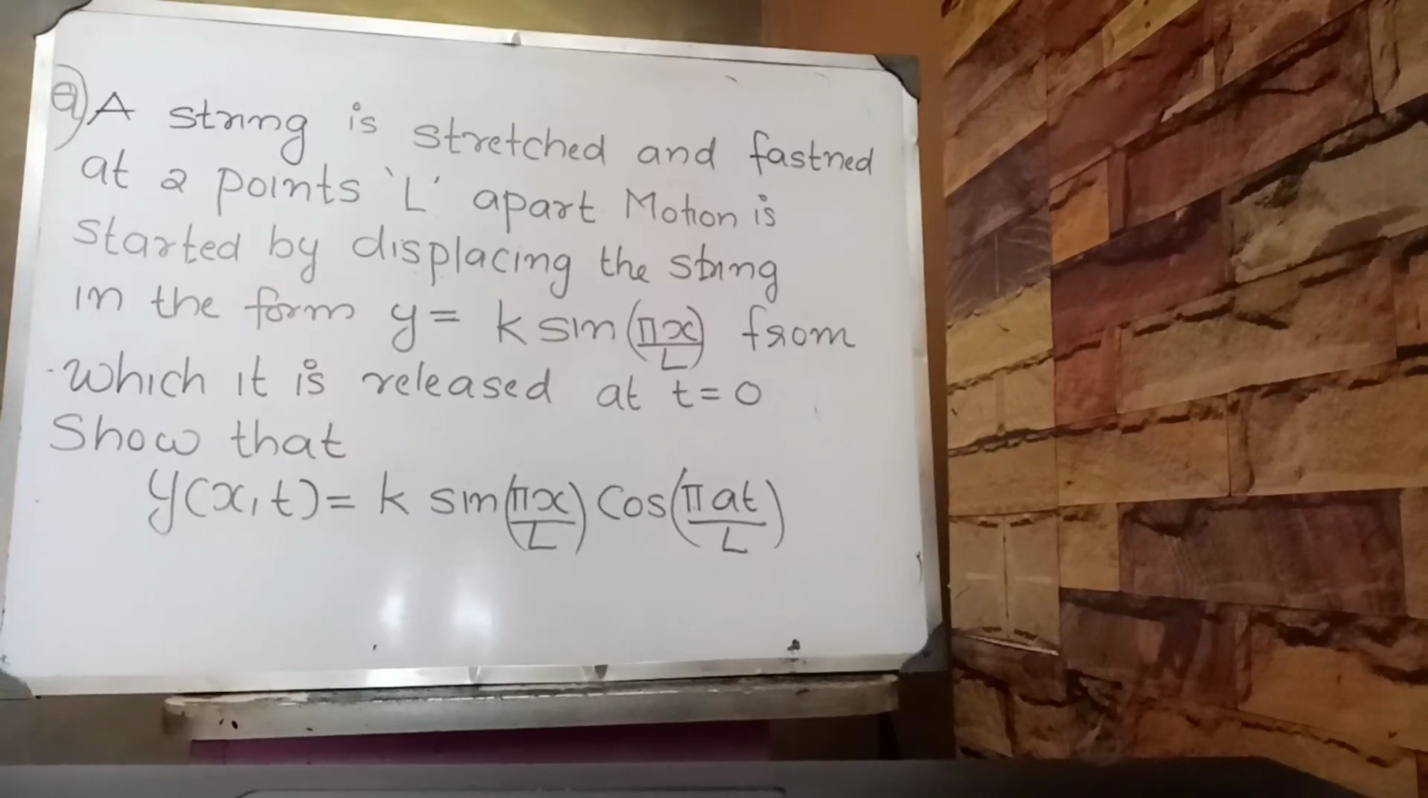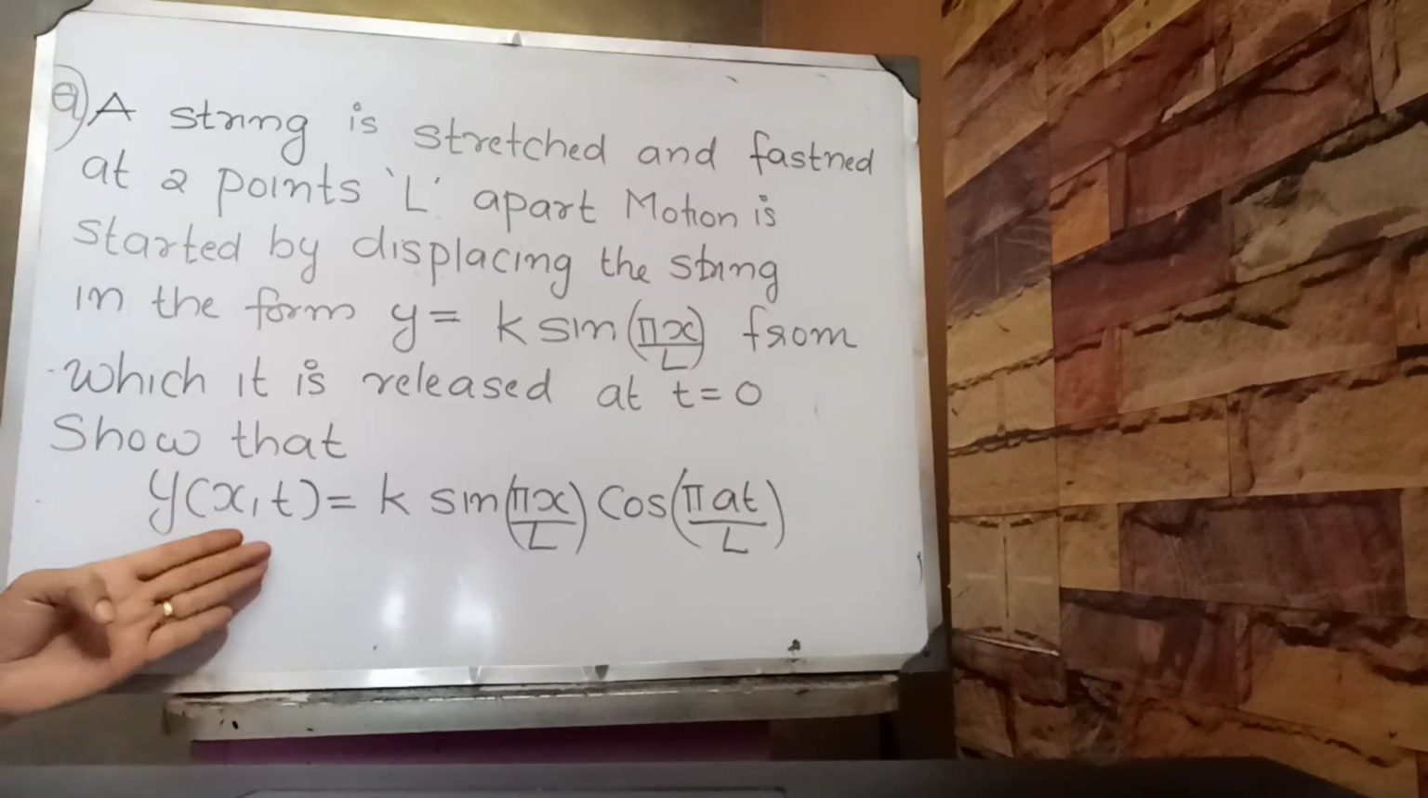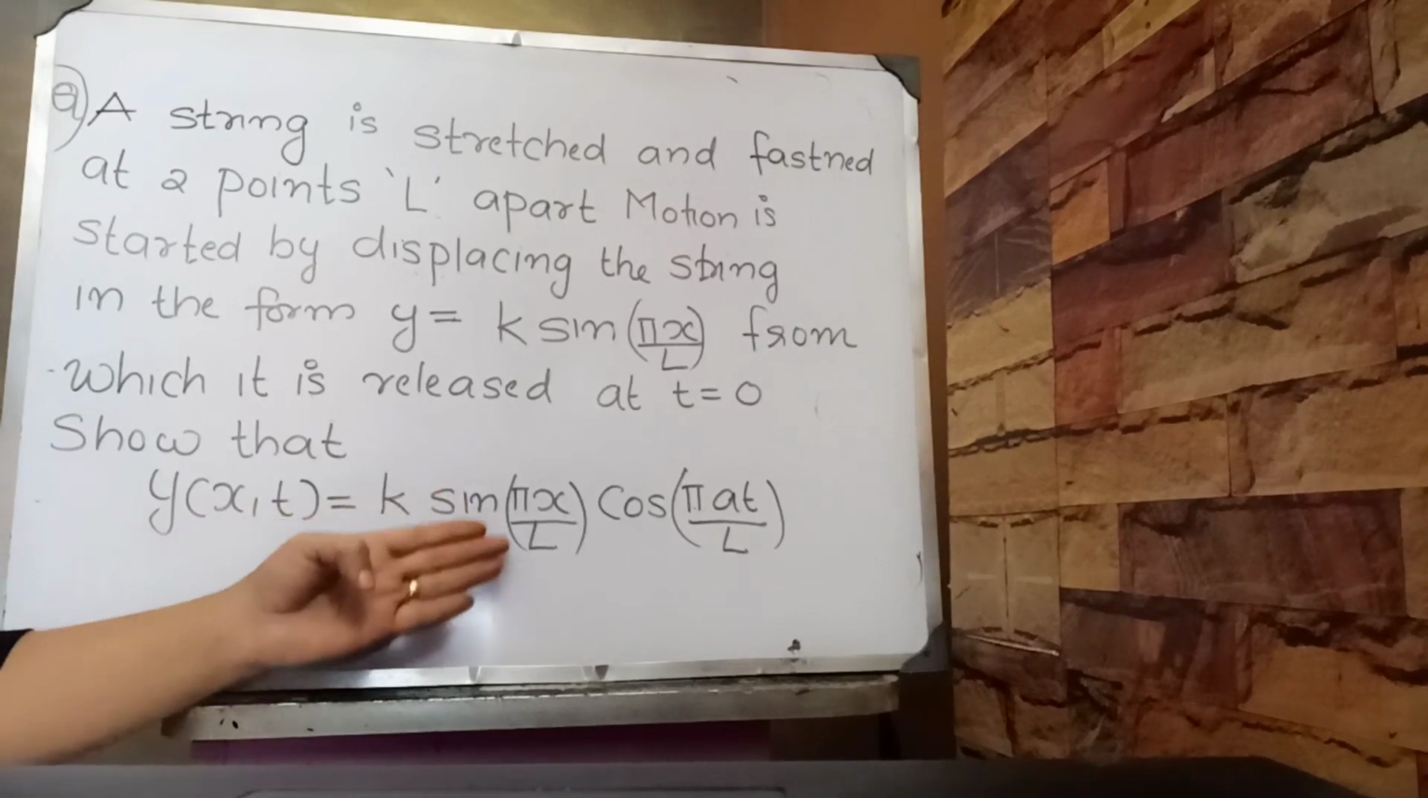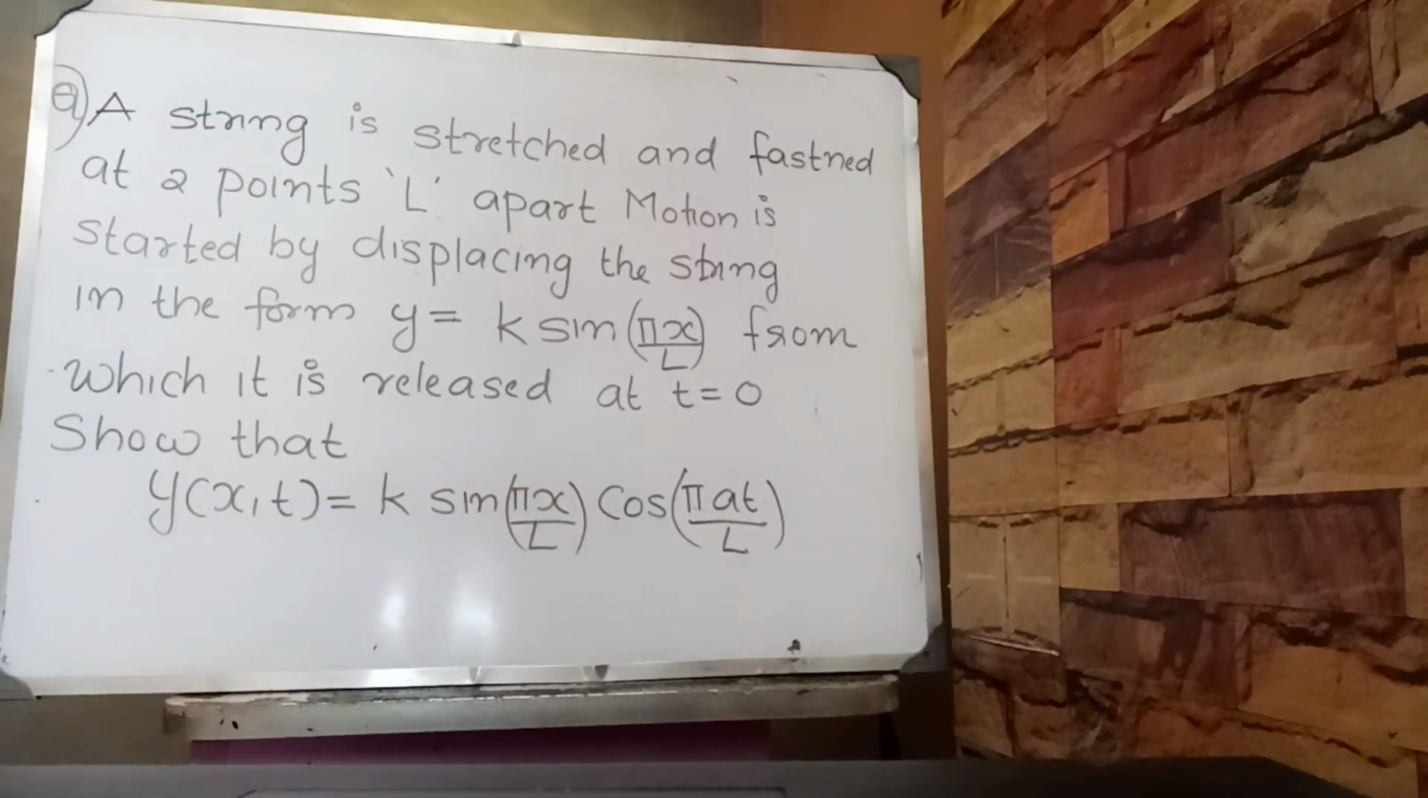Today we will do a problem based on the Fourier series representation of the wave equation. The question is: a string is stretched and fastened at 2 points L apart. Motion is started by displacing the string in the form y equal to k sin(πx/L), from which it is released at t equal to 0. Show that the displacement y(x,t) is equal to k sin(πx/L) cos(πat/L).